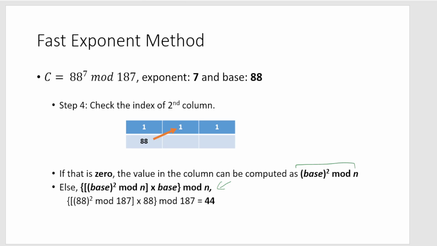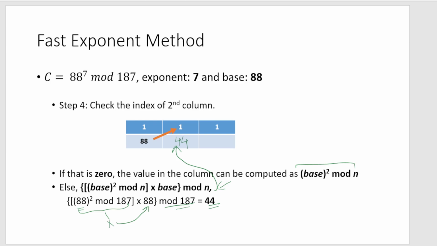So what is the base? Base was 88. You take the square of 88, mod it with 187. You will get a value here, some value say x. Then you multiply this x with 88, the base, and take a mod of 187. You will get a value called 44. You place this 44 in the column. So you will place 44 here.